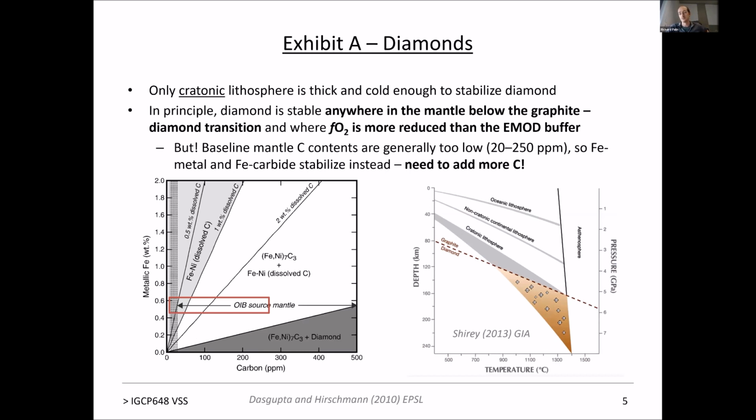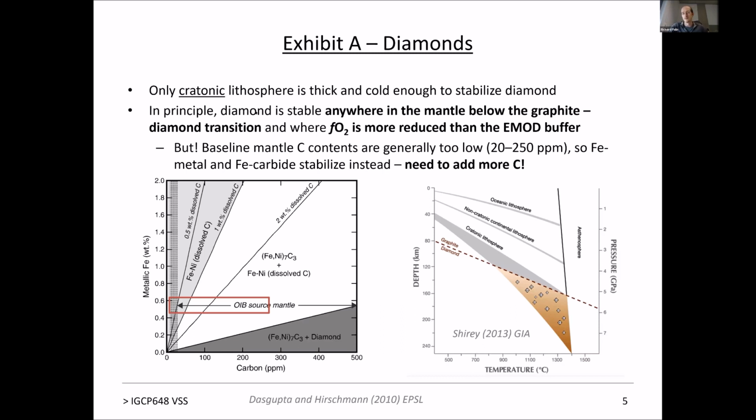The first exhibit would be diamonds and the evidence that diamonds themselves and their inclusion suites can contain. So exhibit A is diamonds. If you ask where diamonds can form within the Earth, across different types of lithosphere, oceanic, non-cratonic continental, and cratonic continental, only cold, thick cratonic lithosphere will reach the depths, the pressure and temperature conditions in the Earth to form diamonds. And this is where you find them, in kimberlite pipes that have erupted up through cratonic lithosphere.